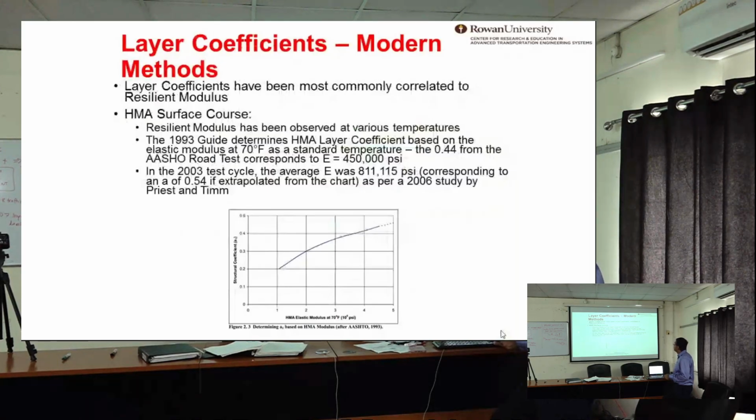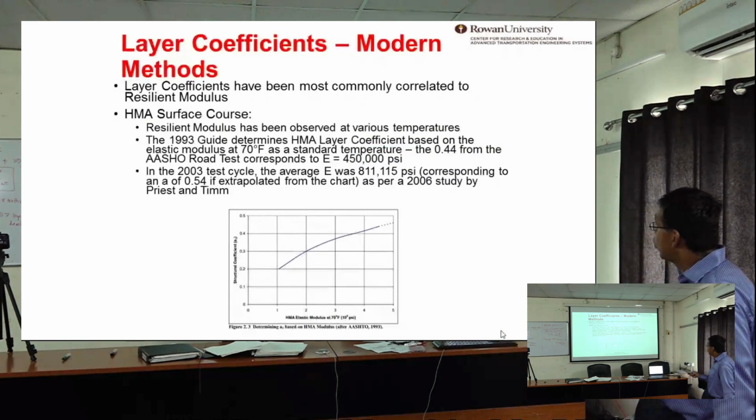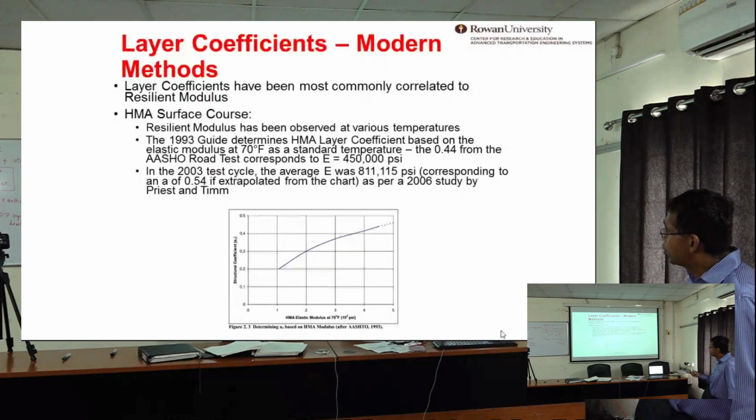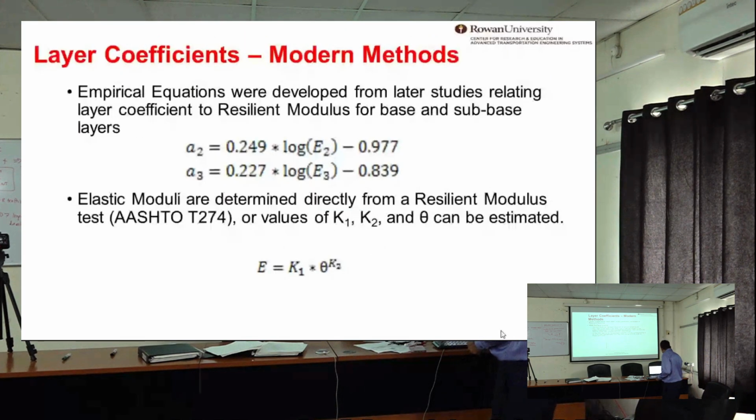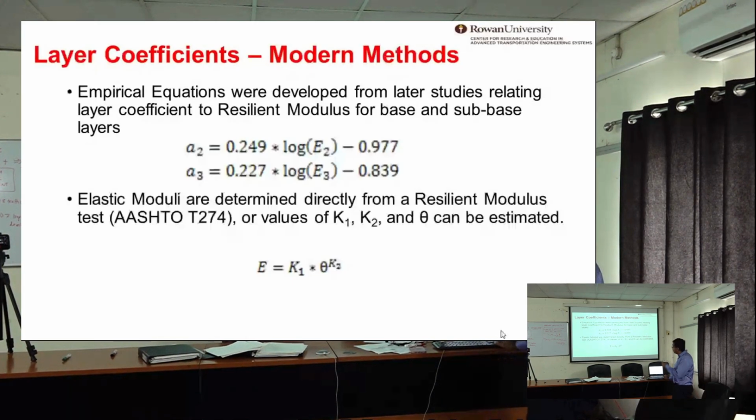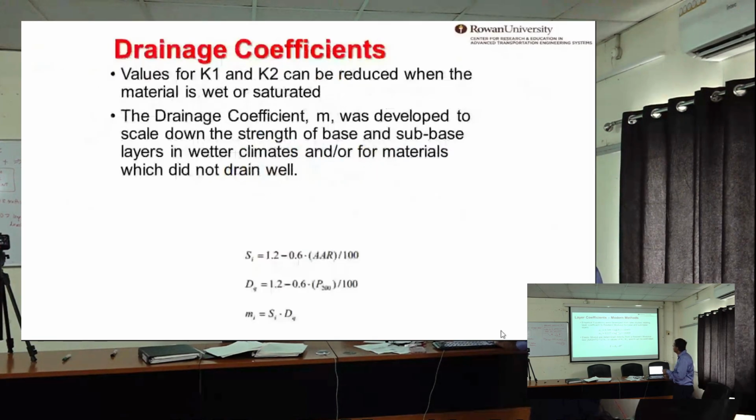Modern methods. Layer coefficients have been commonly correlated to resilient modulus, and this is the equation I showed to you earlier. This is from the AASHTO 93, and then you have the structural coefficient 0.4 for 400,000, and then there were other charts developed at different times. Empirical equations were developed for later studies. Here are some of the equations I showed you earlier, 0.249 and 0.27 log E3. And then we had some other equations for drainage coefficient as well.